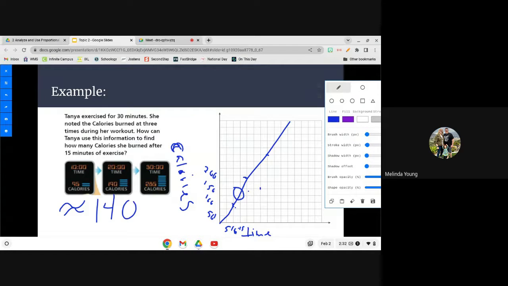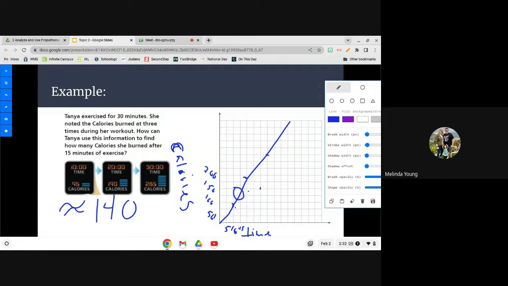Some of these graphs are going to be better than others, especially if they give you the actual numbers on the graph and you're not creating it like this, it'll make more sense. Okay. So that's how you can create a graph.